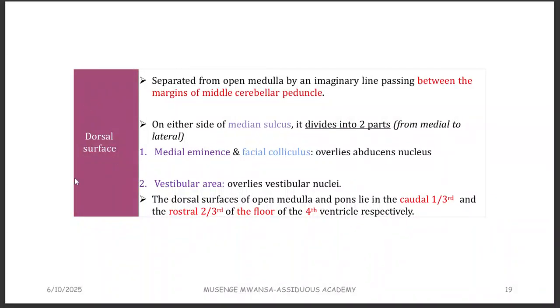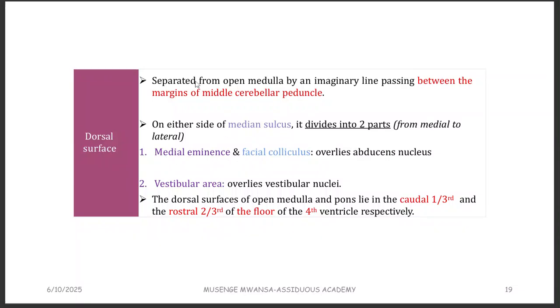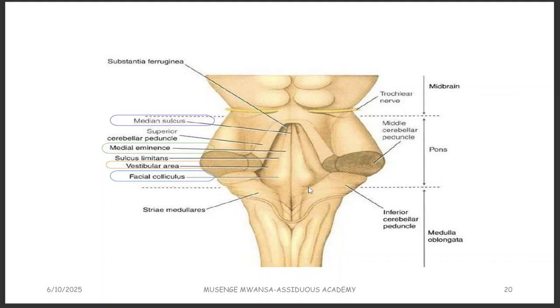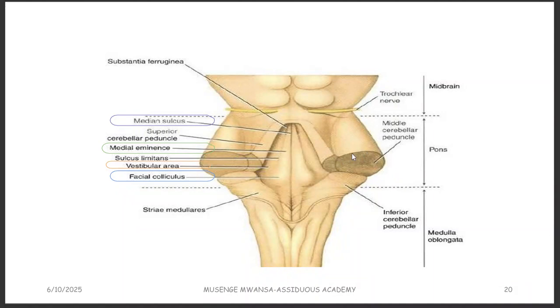When you go now to the dorsal aspect, this is the dorsal aspect of the pons. You can see this part here. The dorsal aspect is separated from the open medulla by an imaginary line passing along the margins of the cerebellar peduncle. Remember, the middle cerebellar peduncle connects the pons to the cerebellum, which is supposed to be behind here.